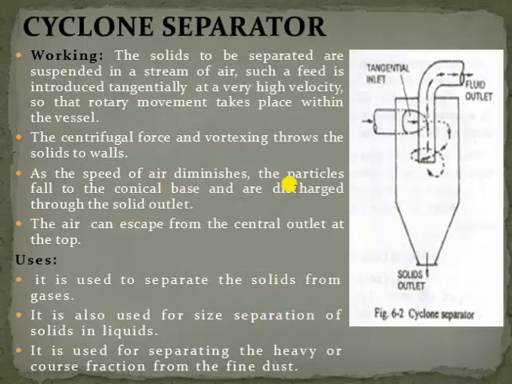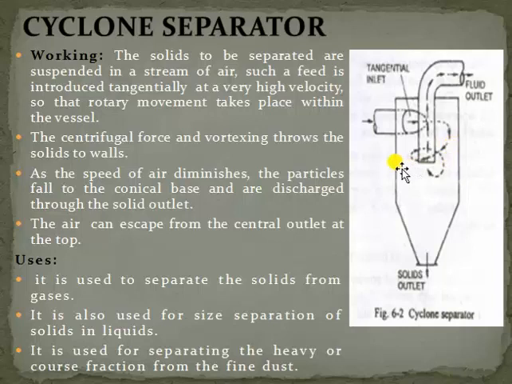Now, how does it work? The solids to be separated are suspended in a stream of air. Such a feed is introduced tangentially at a very high velocity so that rotary movement takes place. This rotary movement, or cyclone movement, takes place. The centrifugal force and vortexing throws the solids at the cyclone walls. As the speed of air diminishes, the particles fall to the conical base and are discharged through the solid outlet.